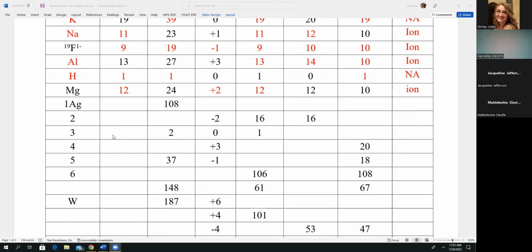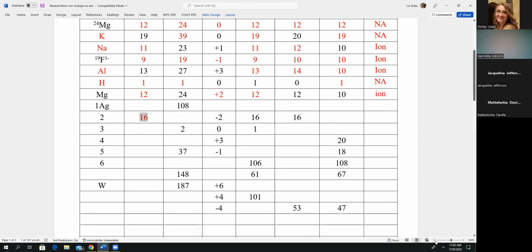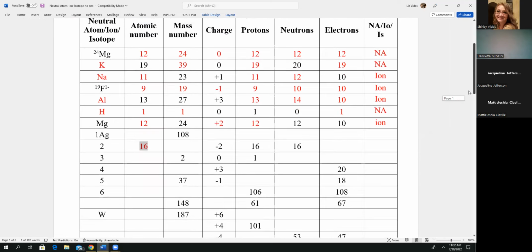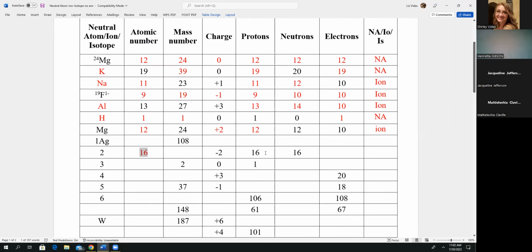For 2, I want to say it's 16. Okay, so this one is 16 is what you're saying? Okay. That is correct, but you've got to fill in everything else. Let me make it a little bit smaller so we can see it all. There we go. So 16, yes, that is correct. That is the atomic number because the protons are 16. What about the mass number? Did you come up with one?